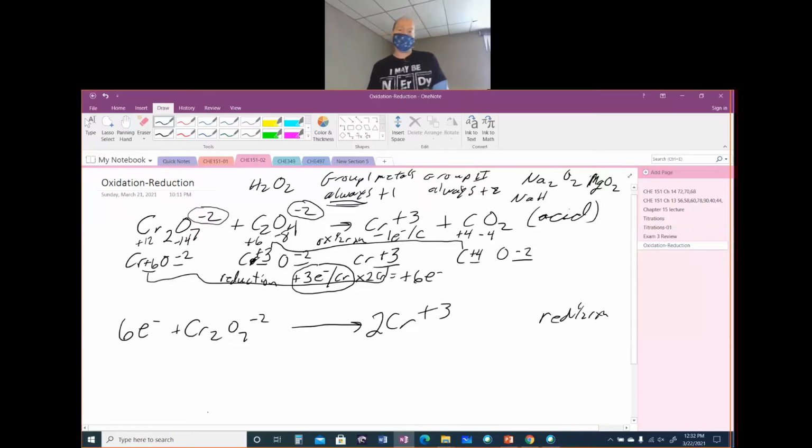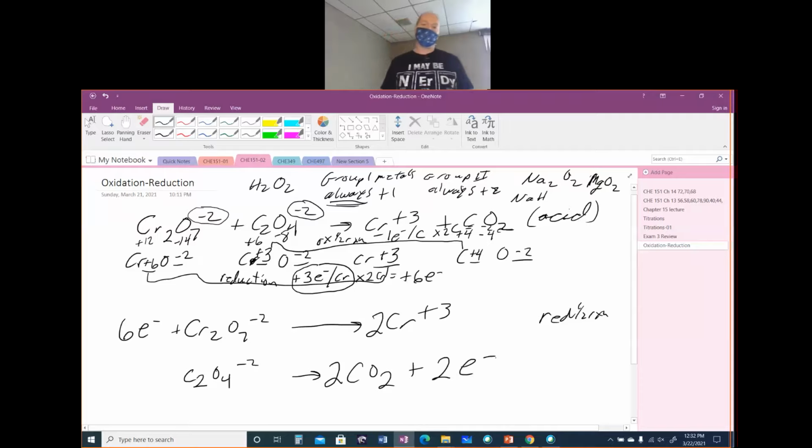All right, for the oxidation half reaction, we have C2O4 -2 going to CO2. On the left, we have 2 carbons at +3. On the right, we have 1 carbon at +4. If you have 2 carbons on the left, you must have 2 carbons on the right. And so we are going to lose 1 electron per carbon, but we have 2 carbons. And so we are going to lose 2 electrons. All right, here is your oxidation half reaction.